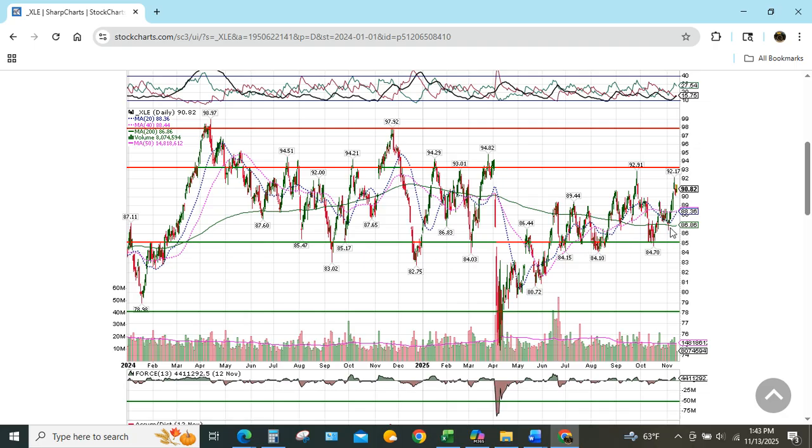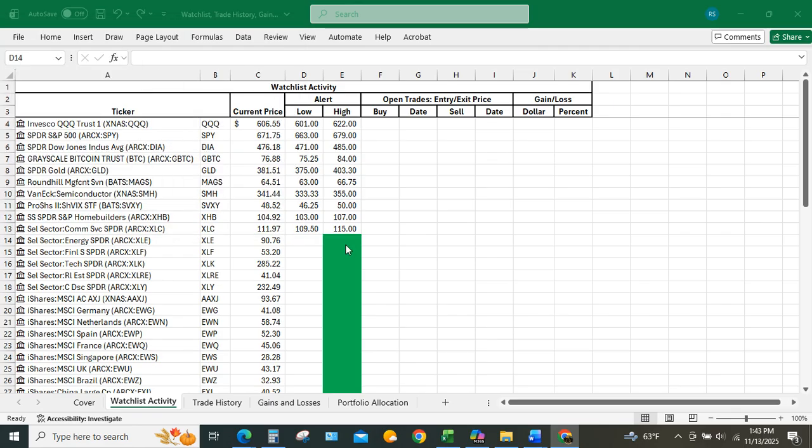And yeah, so we're going to set a high around 92, 93, just under 93 at this high, 92, 91. And then the low, I'm going to set the low around 85. We'll do 85 and 92, 91.